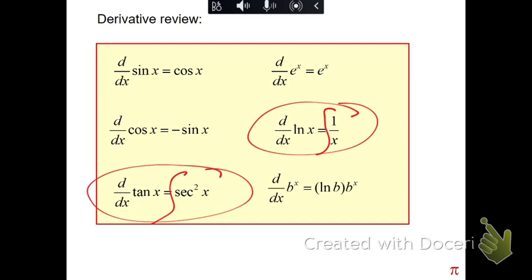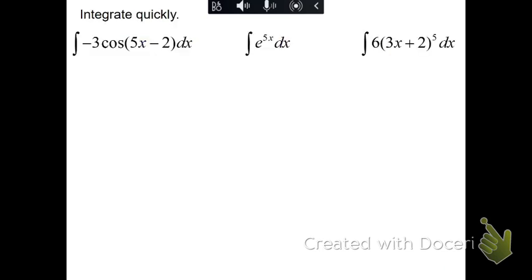Okay, so this is all stuff that we already did yesterday. Hit pause and quiz yourself right now, and let's see if you get those right. Okay, let's see how you did.